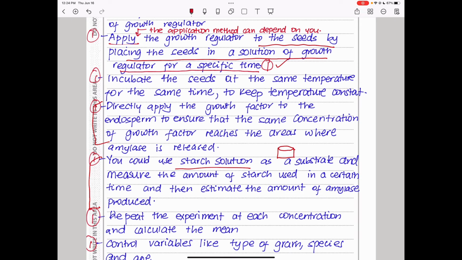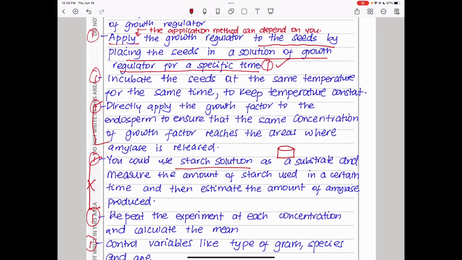If you use a starch solution, the concentration of starch within that solution is going to decrease, as most of it is going to be broken down into glucose. So you have to know the concentration of the starch solution before, and then after the experiment, you find the concentration again and get the difference. The difference in concentration can be used to find the amount of starch that was used, or broken down into glucose, during the experiment.